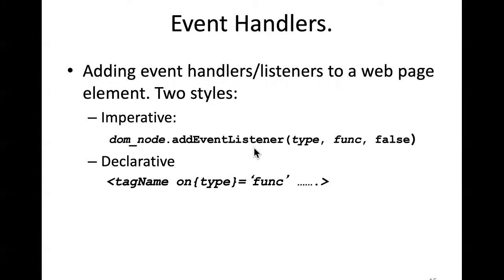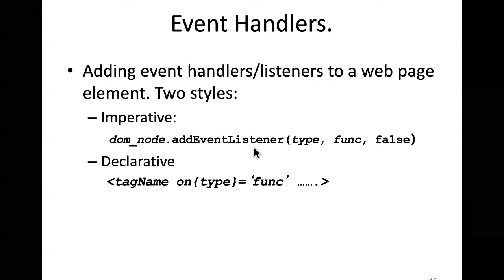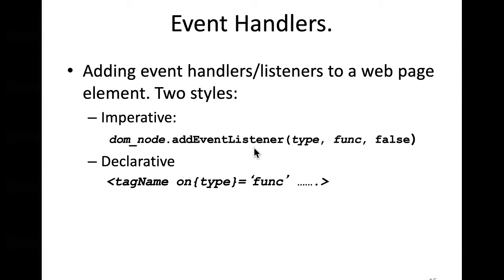The JavaScript code that runs as a result of an event occurring is what's called an event handler or an event listener. It's really just a JavaScript function. How do we associate an event listener with a particular event? There are two programming styles, the imperative style and the declarative style. In the declarative style, you express it in the HTML. In the imperative style, you program it in JavaScript.